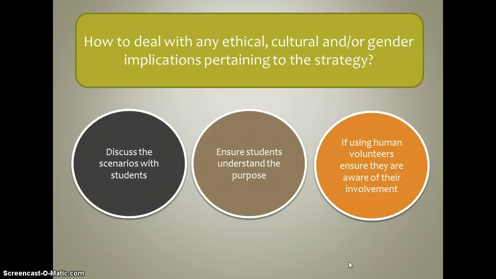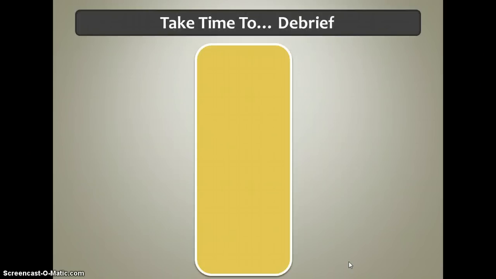How to deal with any ethical, cultural, or gender implications pertaining to this strategy. You should make sure that you discuss the scenarios with your students and ensure that they understand the purpose of the role-playing experience. If you're using human volunteers, ensure that the volunteers are aware of their environment and any specifics to the role play. You should take time to debrief.